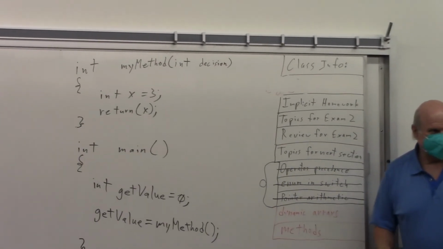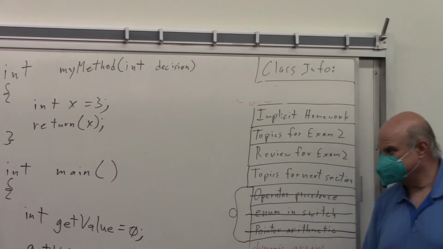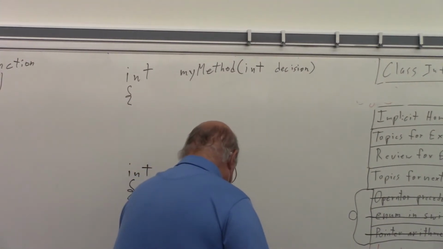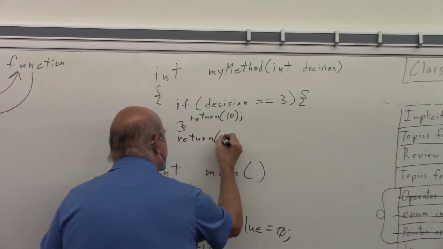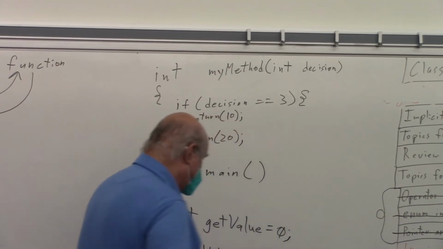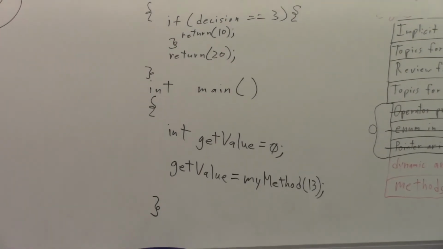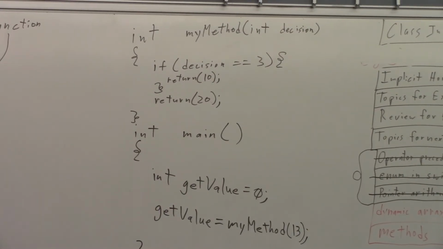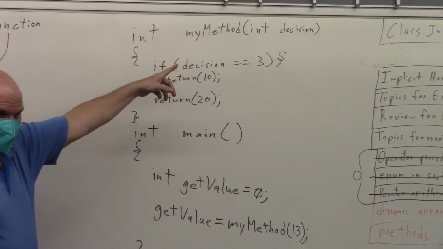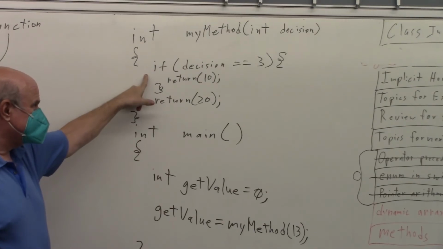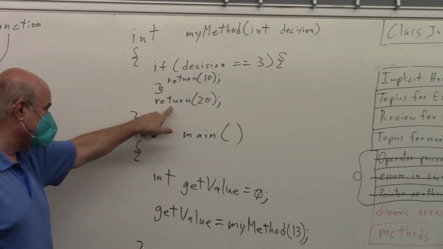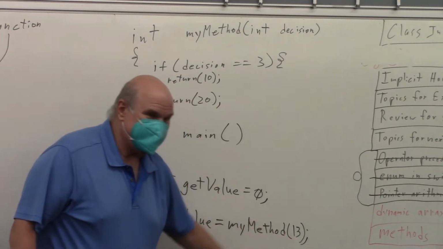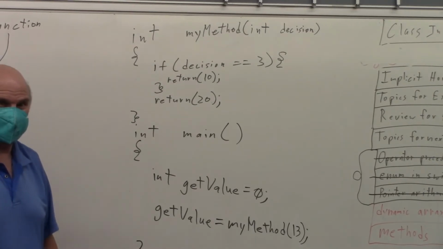Okay, let's suppose I change my method to actually take a parameter. Let's suppose that parameter is called decision, and it's of type integer. And let's suppose I change this code, and then suppose I called my method with a value of 13. So suppose I change my method, take a parameter called decision, and I put this code in here. If decision is equal to 3, then return 10. And if not, it will continue on and return 20. So if I call my method with a value of 13, what is getValue going to end up getting assigned?